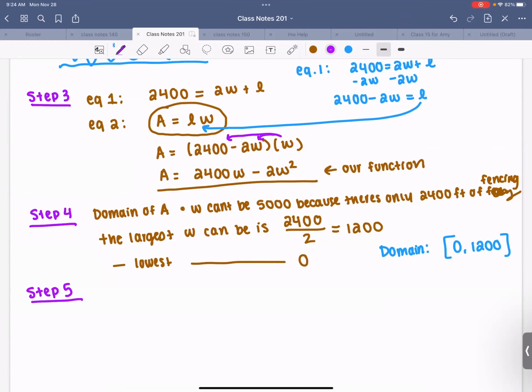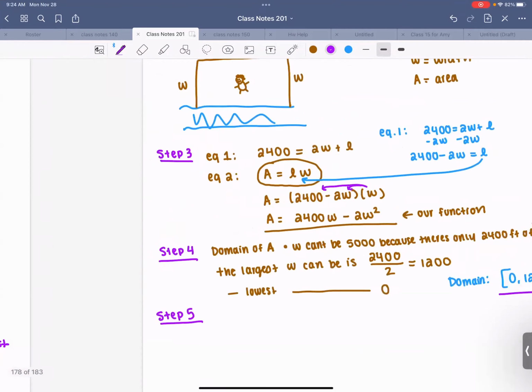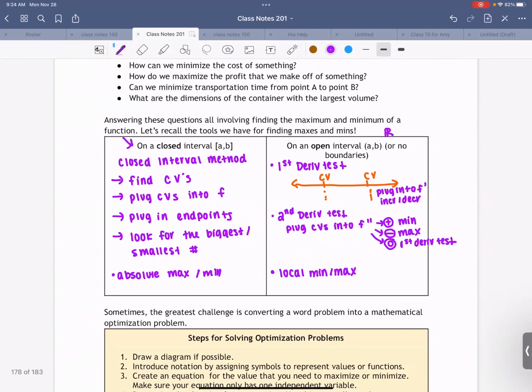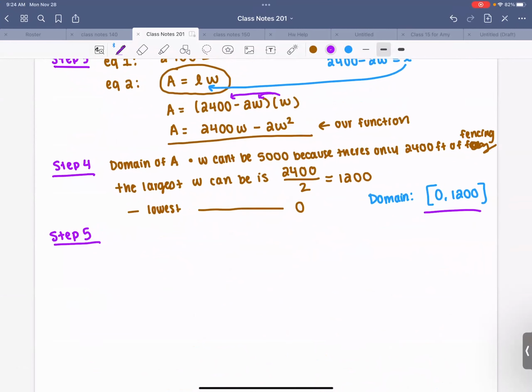What method am I using to find the maxes and mins? Well, the closed interval method. Whenever we have a closed interval that we want to find the max and min of, we do the whole closed interval method. This method tells us first to find the critical values. How do we find the critical values again? The first derivative equal to 0.